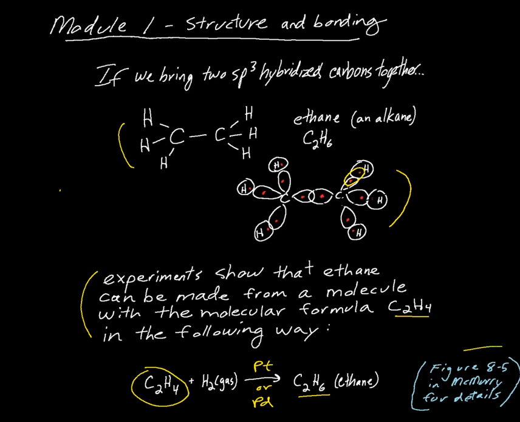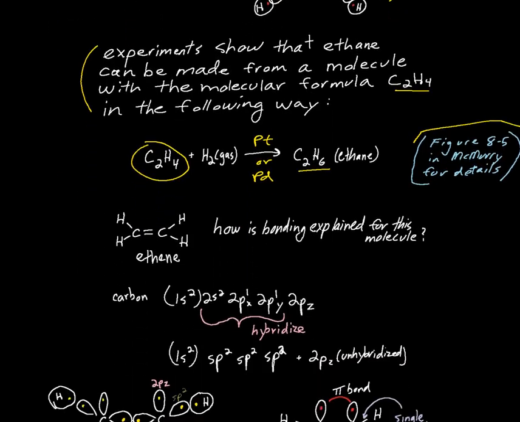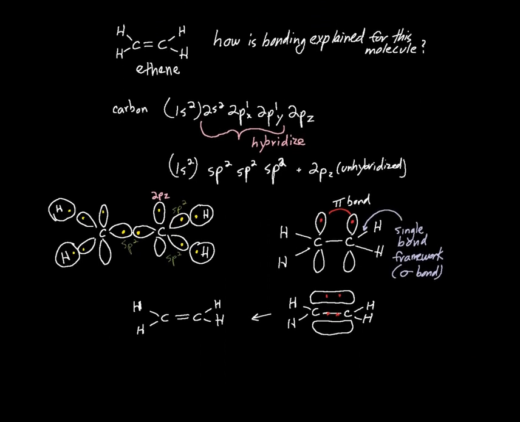You can take a look at this reaction. It's getting ahead, in figure 8.5 in McMurry if you're interested. It's kind of interesting. So the molecule C2H4 is called ethene. It has a double bond, which explains its geometry. How do we explain the bonding for this?